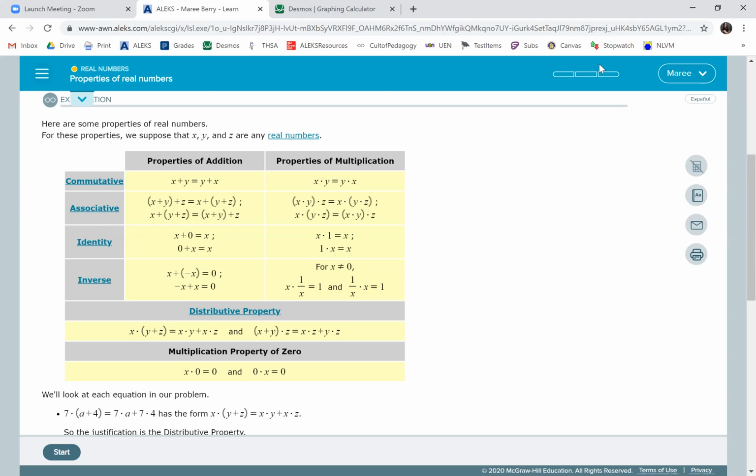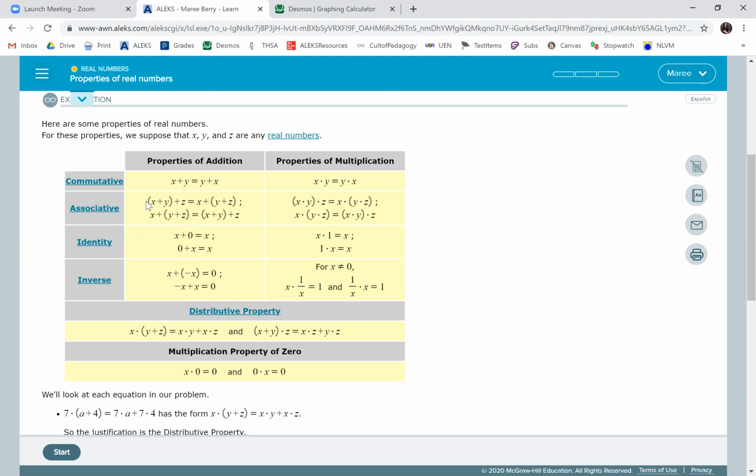The commutative property, commute just means to change order. So you notice for addition and multiplication, the only difference is one is adding and one is multiplying. And it's saying that if you switch the order, then the statements are still true, that they'll still be equal. So in other words, if I have 3 plus 2, it's going to be the same thing as 2 plus 3. Same with multiplication.